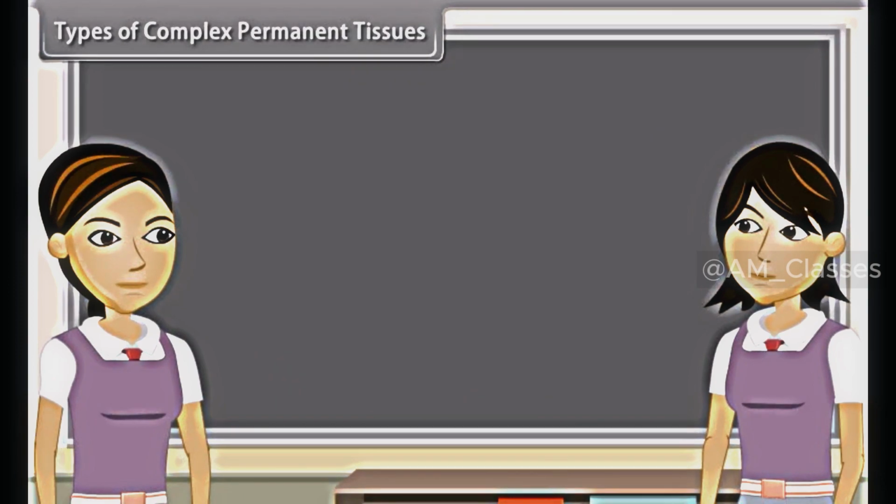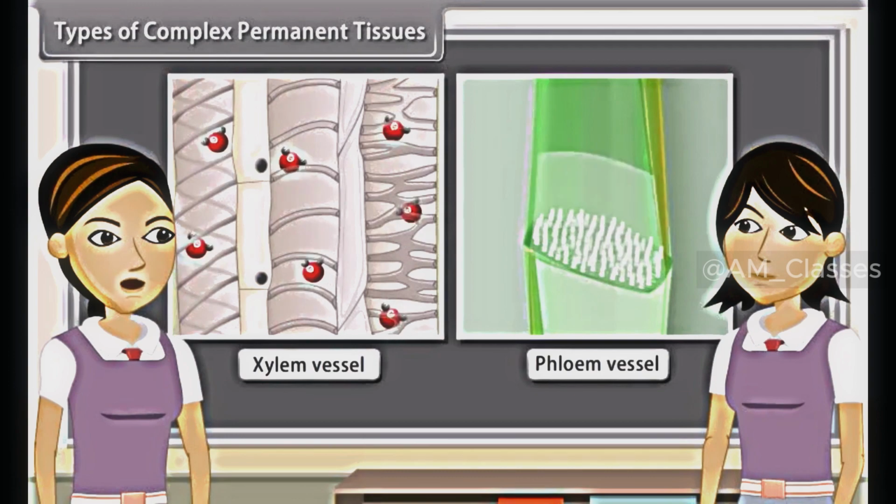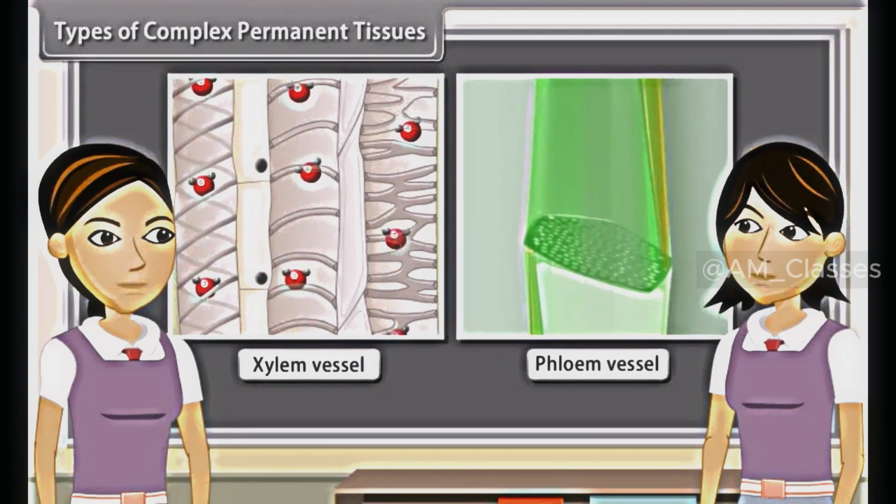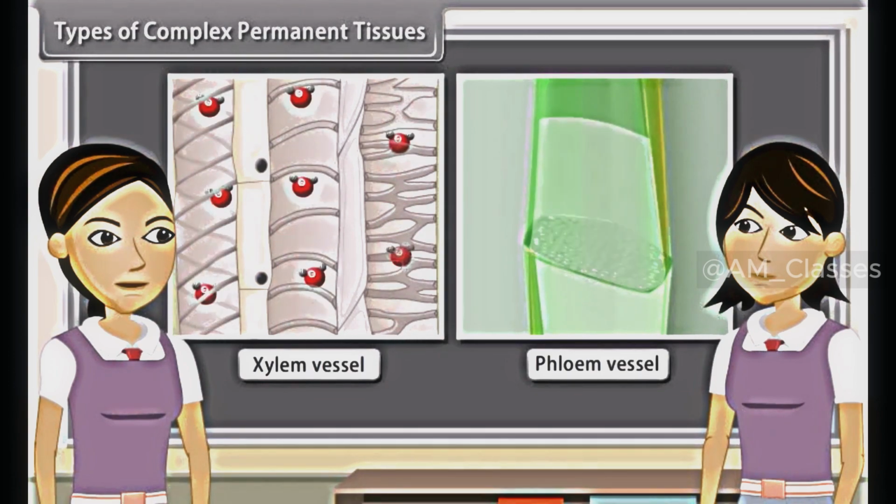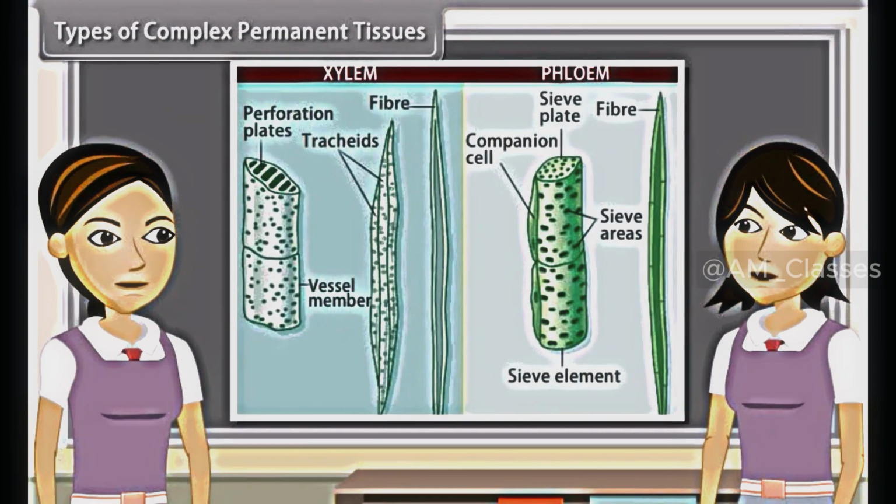Types of complex permanent tissues. Complex tissues are made of more than one type of cells. All these cells coordinate to perform a common function. On the basis of nature of cells, complex permanent tissues are of 2 types, xylem and phloem. Xylem is the supporting and water-conducting tissue of vascular plants, consisting primarily of tracheids and vessels, also called woody tissue. Phloem is the food-conducting tissue of vascular plants, consisting of sieve tubes, fibers, parenchyma, and sclereids, also called bast.